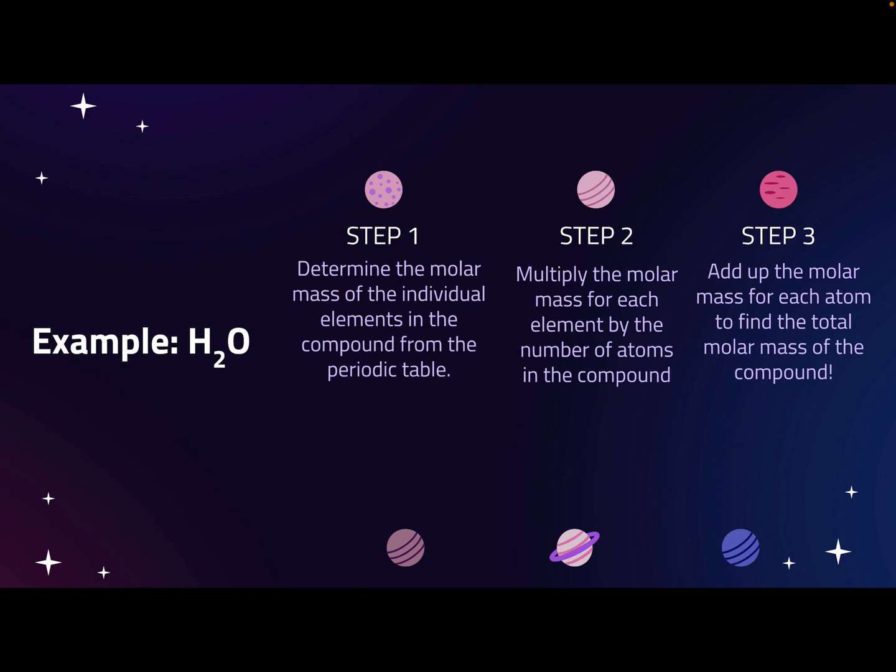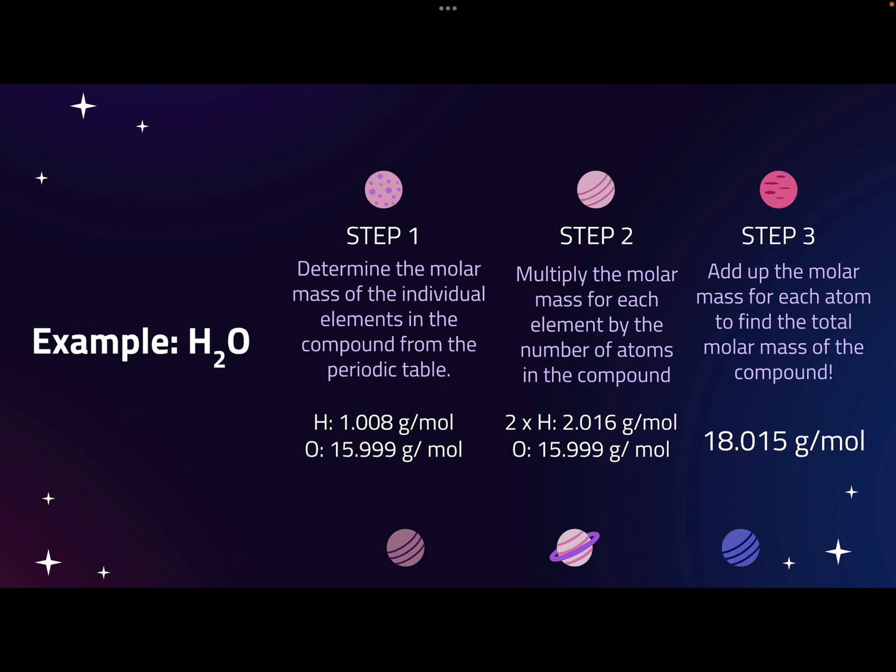If you look at a periodic table, you'll notice that for hydrogen, the molar mass is 1.008, and the molar mass for oxygen is 15.999. So what we're going to do first is just find the molar masses for one atom of that individual element.